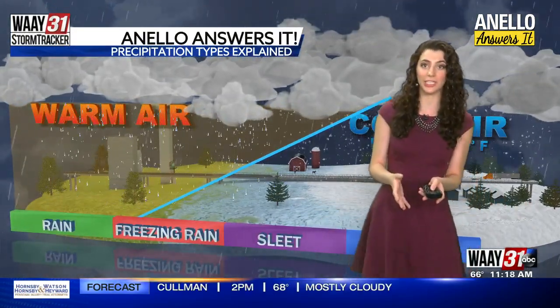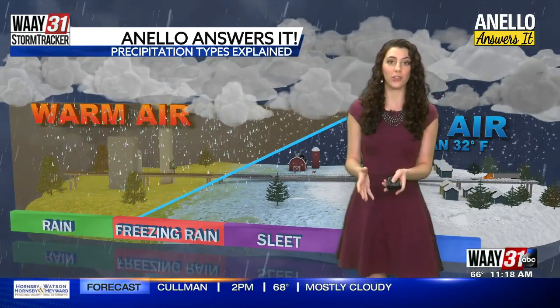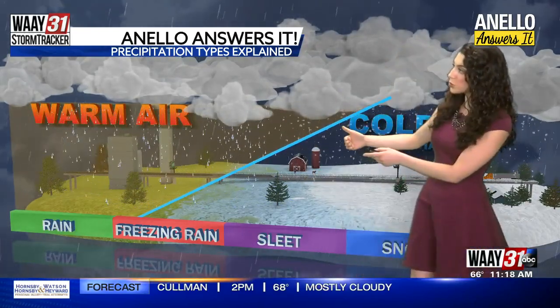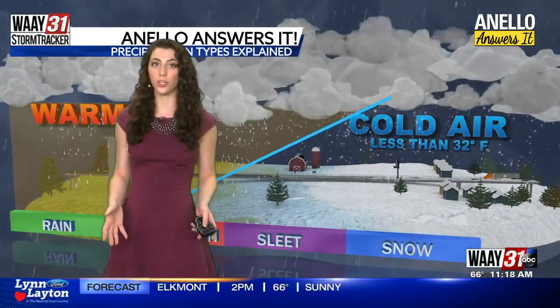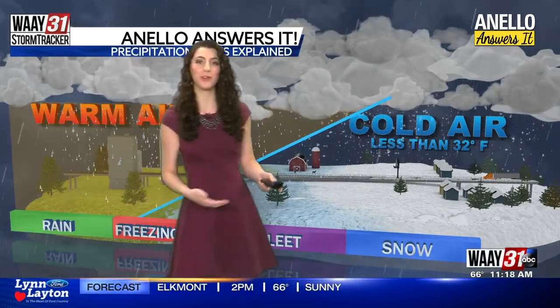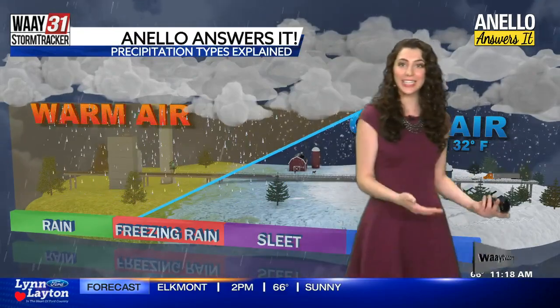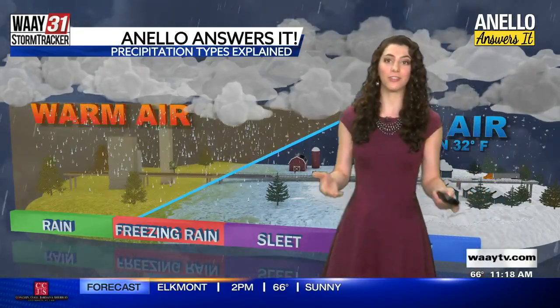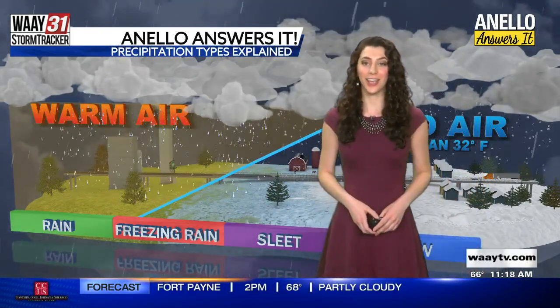What leads to precipitation? Well, it's all that water in those clouds. If that water falls through warm air above 32 degrees, then we'll get rain. If the water falls through cold air below 32 degrees, that's when we get snow. And if for some reason our water falls through a little bit of warm and a little bit of cold air, that's when we can get freezing rain and even sleet in our forecast.